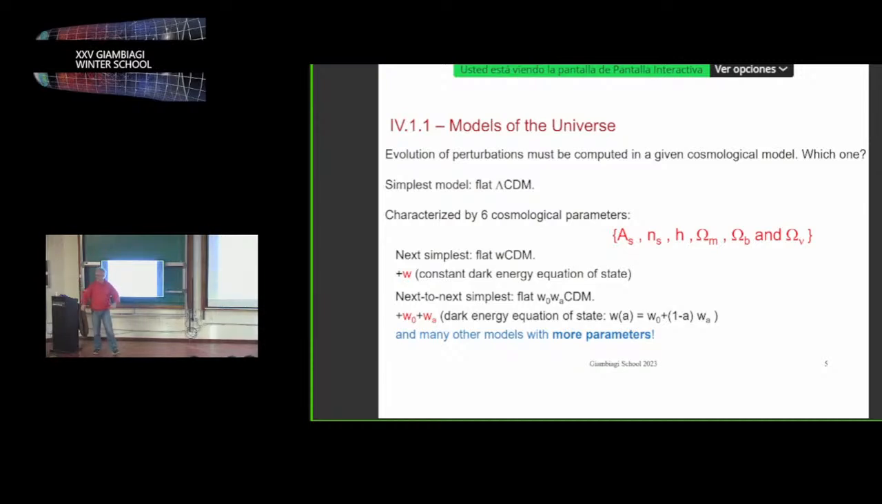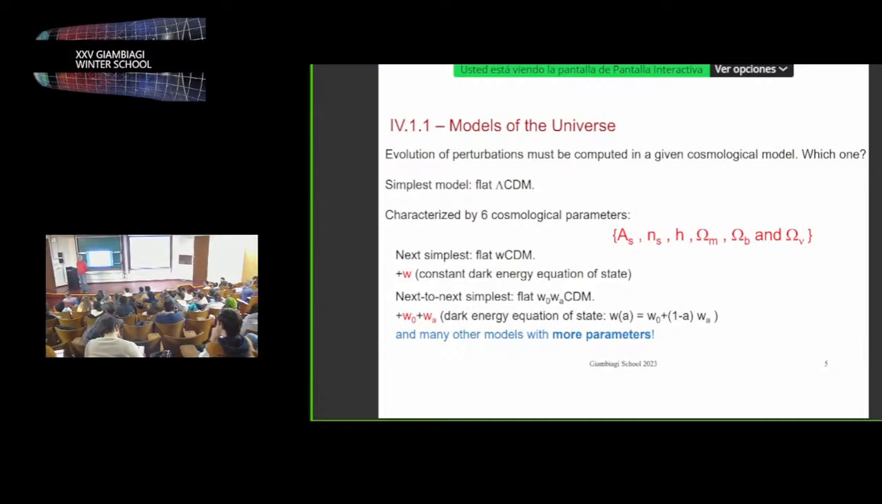Yes? So we don't do state finder. It's really very simple. We just put this simplest model, next to next simplest model, in one of the Boltzmann solvers and find the linear power spectrum and start from there. So we don't do state finding.